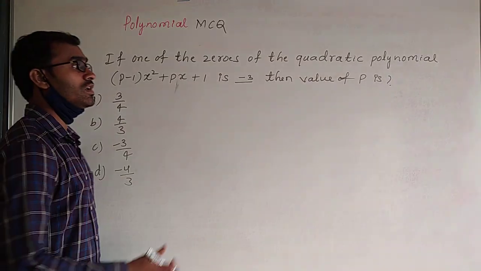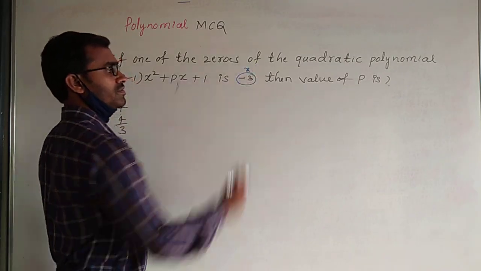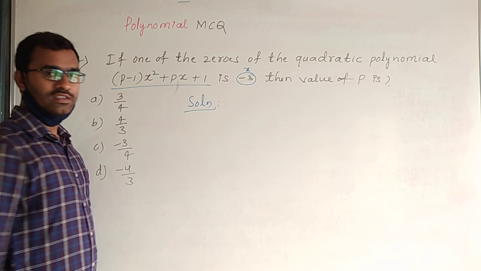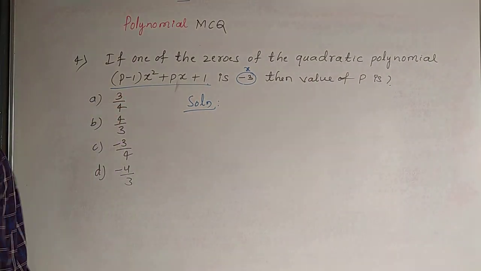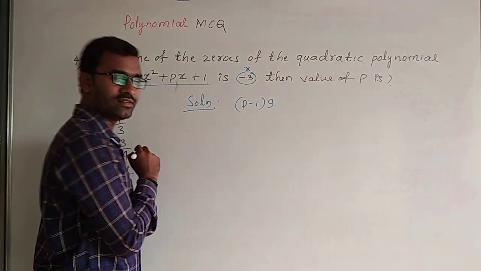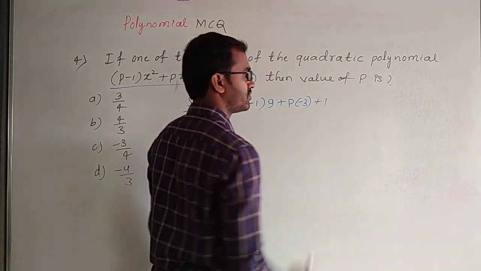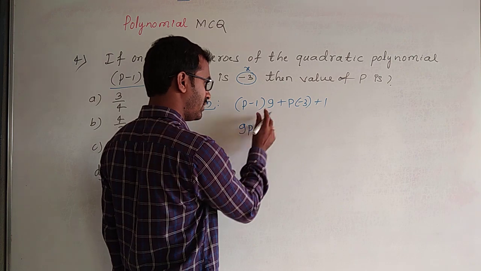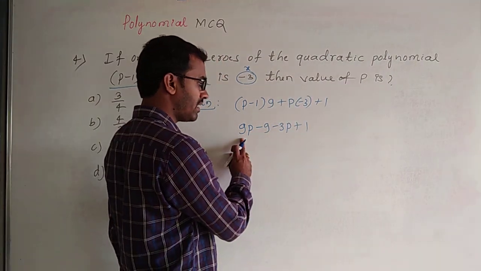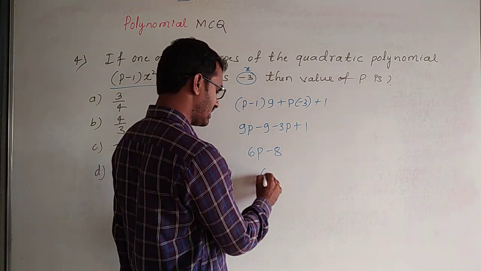See the question. One of the zeros of the quadratic polynomial is minus 3, which means x equal to minus 3, and you have to find the p value. Solution: substitute x equal to minus 3 in the given polynomial. (p minus 1) into minus 3 square, 9, plus p into minus 3, plus 1. So 9 into minus 1 is minus 9, then minus 3p plus 1. Then 9p minus 3p is 6p, equal to minus 9 plus 1, which is minus 8.